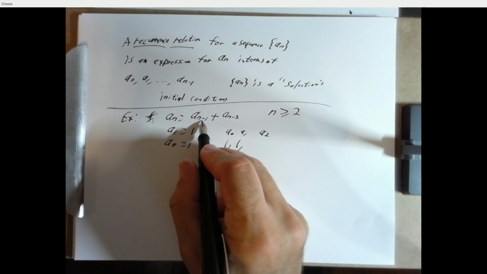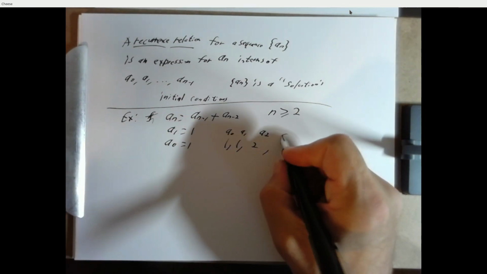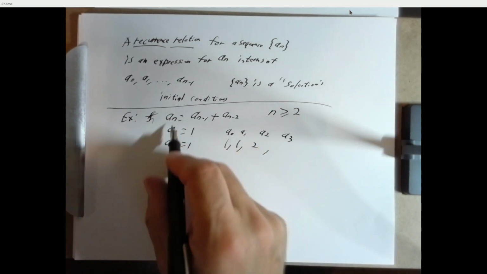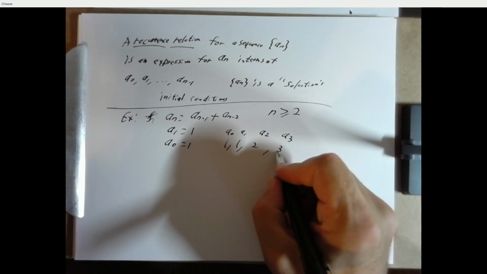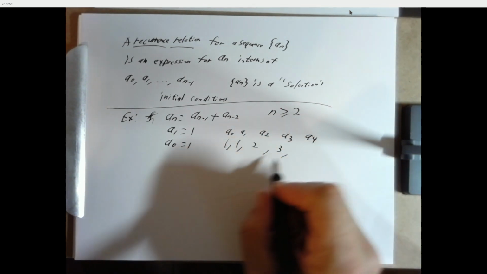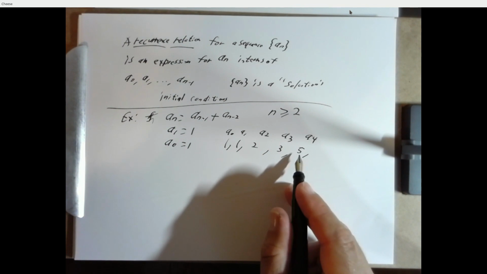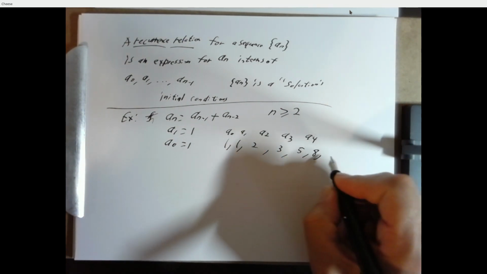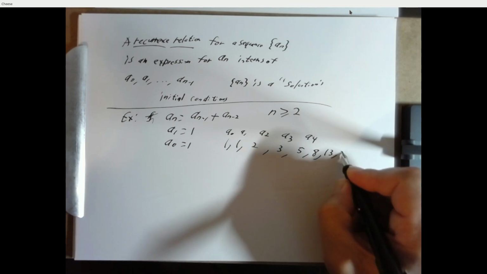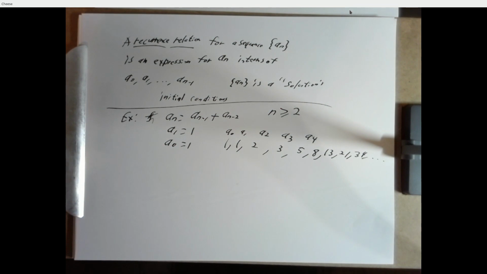a2 is going to be a1 plus a0, which is 1 plus 1, which is 2. a3 is going to be a2 plus a1, which is 2 plus 1, which is 3. a4 is going to be a3 plus a2, which is 5. Basically each term of the sequence is going to be the sum of the two previous terms. So this will be 8. 8 and 5 is 13, 13 and 8 is 21, 21 and 13 is 34, and so on.